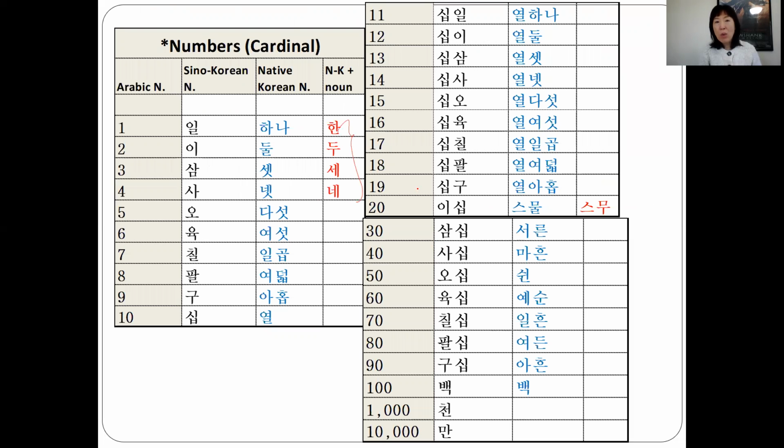And one more thing to remember is native Korean numbers, 한 두 세 네, in addition to 1 to 4, also 20. So if you are, let's say, 20 years old, then 20 is 스물, and the counter for age is 살. So we don't say 스물 살, we say 스무 살. 괜찮습니까? 오케이, 여기까지. 감사합니다.